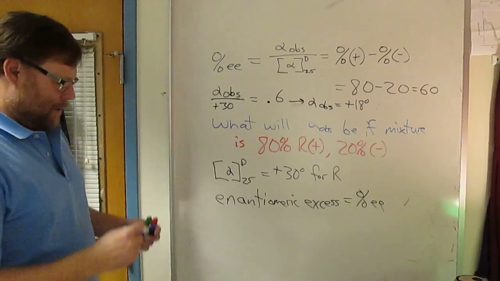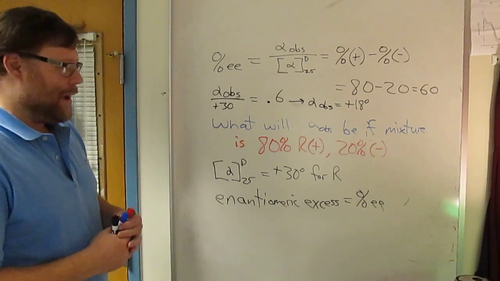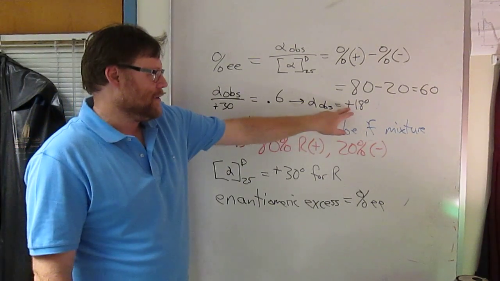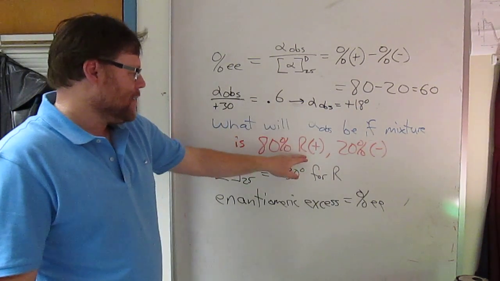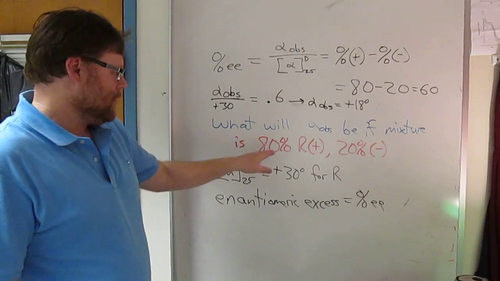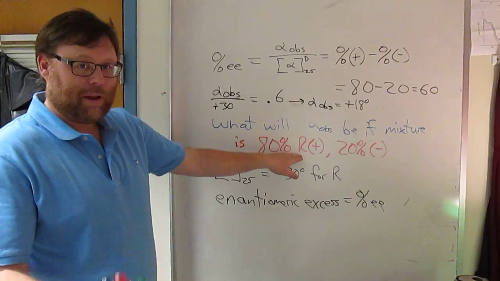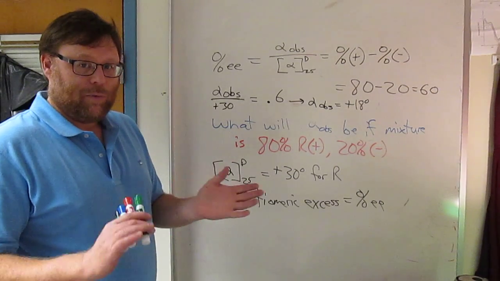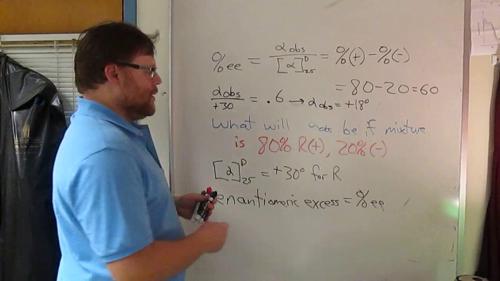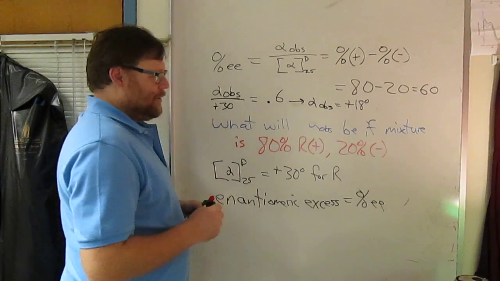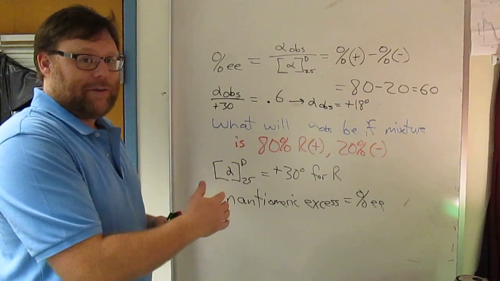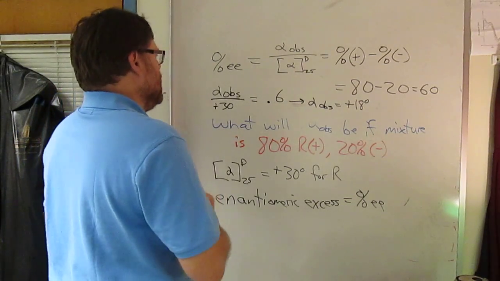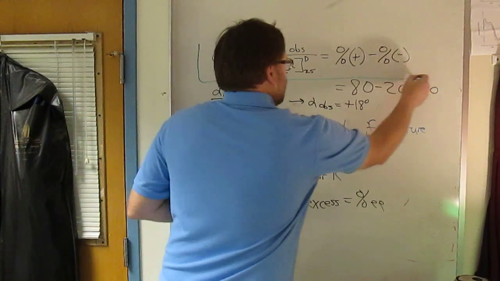Yeah. This will be the most extensive math you guys do in this class. So the observed rotation will be 18 degrees, and it will be plus, whichever enantiomer is in the majority. Right here we have 80% R, which is the plus enantiomer. So the observed rotation will be clockwise, plus. If there was more S, or the minus enantiomer, the observed rotation would be minus. All right, so this is really the equation you want to keep in mind.